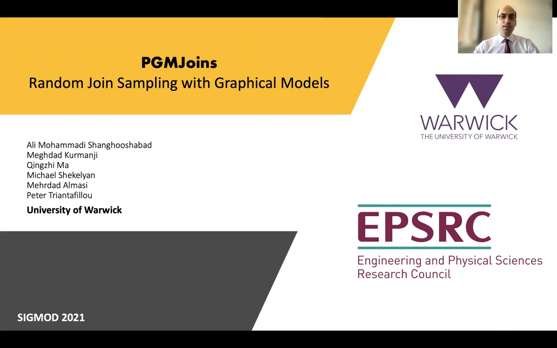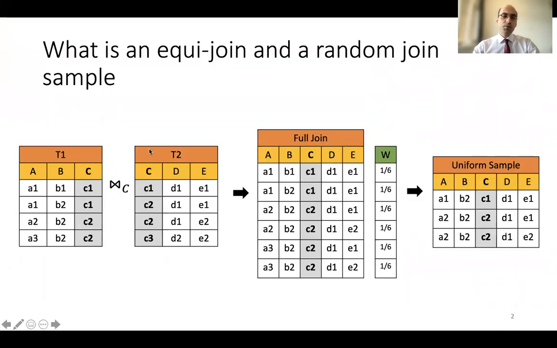With this presentation, I'm going to explain how we solve the random join sampling problem by using graphical models. Assume we have two tables, T1 and T2, with a shared attribute C. If we join these two tables and find the join result, and if we give the same probability per tuple in the join result and make a sample based on those probabilities, it will give us a random or uniform sample of the join result.